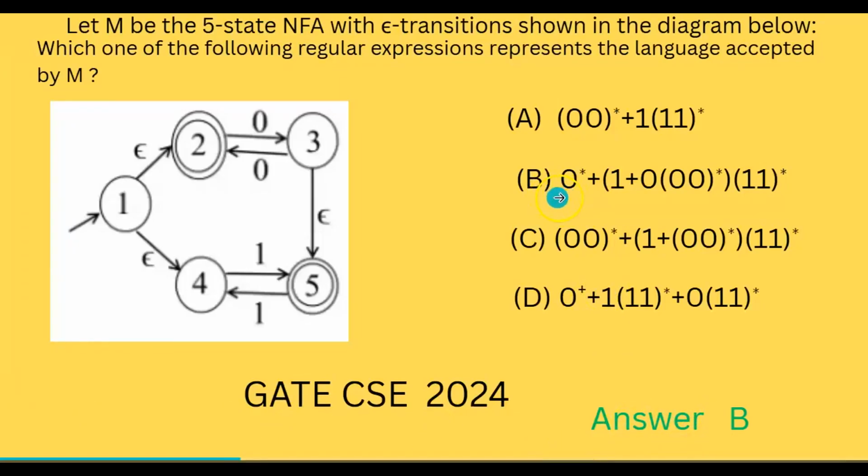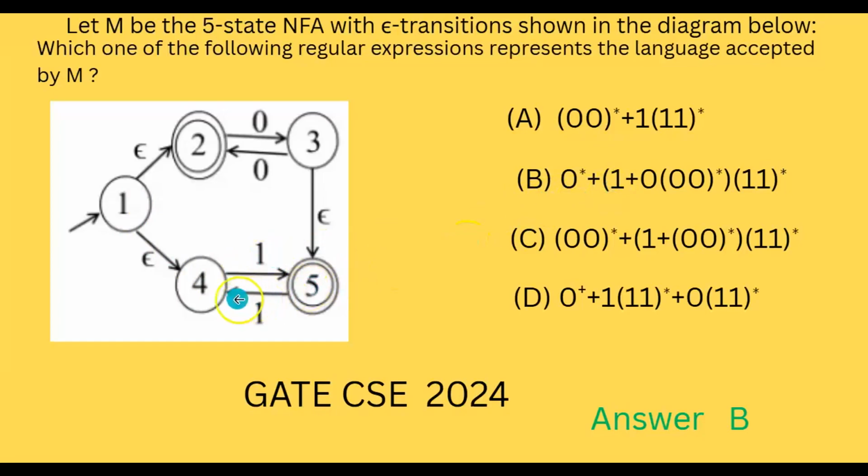Let us see how B is the right answer. You can see that this asterisk means 0 or more occurrences, so this can generate the empty string. And this means 0 or more occurrences of zeros, so that is possible here. And if you go in this direction, state 1 to state 4, it can go to 5 by having a string 1. So that is what is given here.